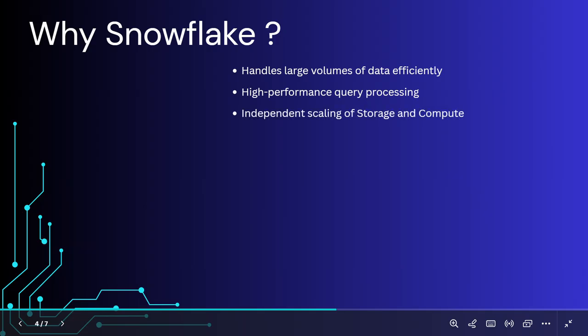Third point, independent scaling of storage and compute. We touched on this earlier, and here it is again as a key reason. You can scale storage and compute completely independently. Need more processing power for a big report? Scale up just the compute. Done with it? Scale it back down. Your storage is never affected.